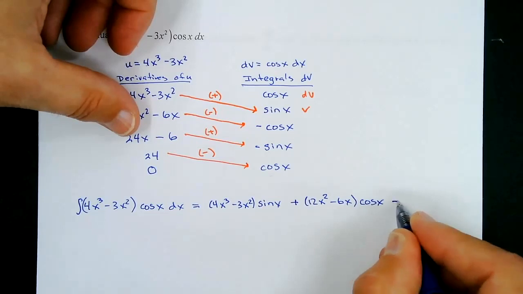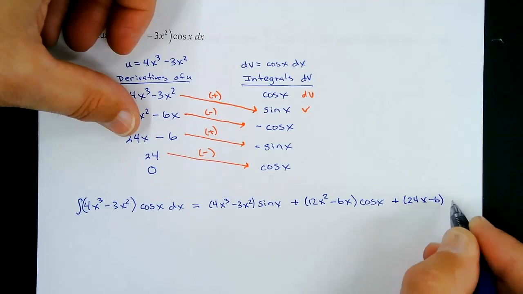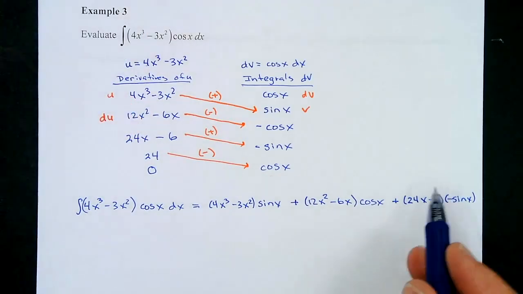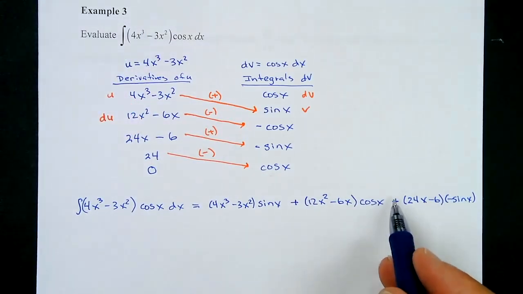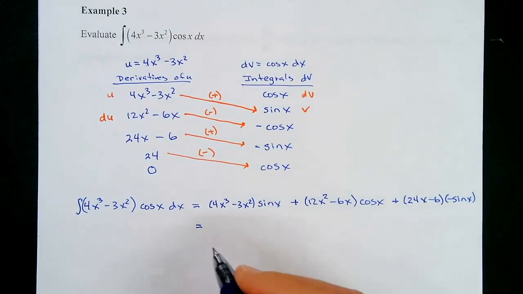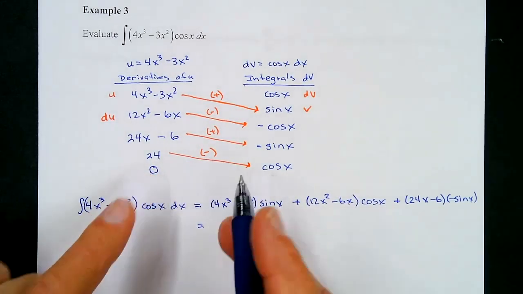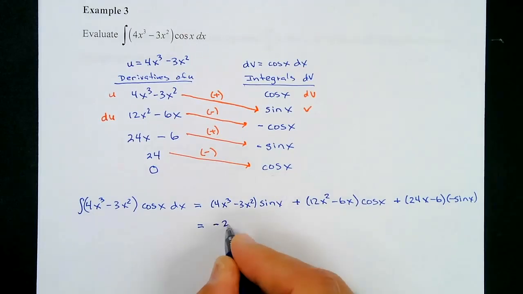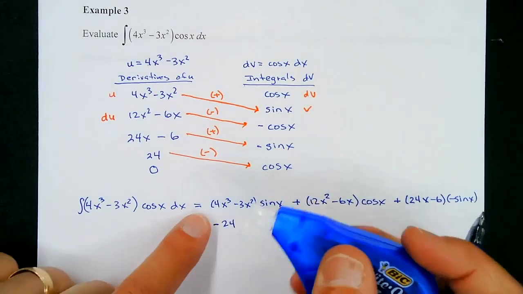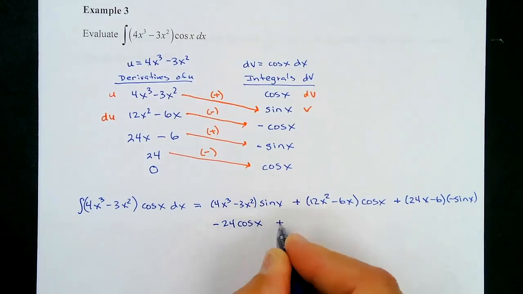And then plus 24x minus 6 times negative sine x. But then that's going to cause this to be minus, right? So you could do it all at once, all right? And then the last one would be minus 24 times cosine x. I shouldn't have put the equals here. Okay, so minus 24 times cosine of x, and then plus some constant c.